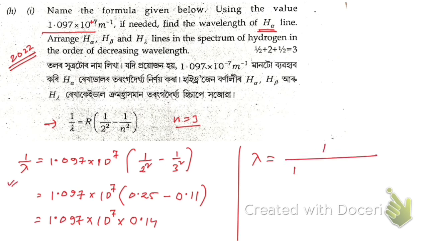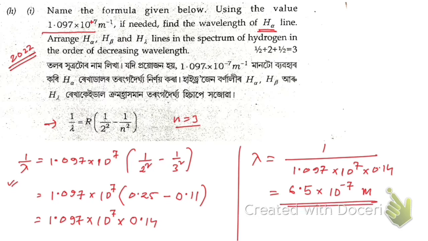So we need lambda, so that's going to be 1 by 1.097 into 10 to the power 7 into 0.14. Okay, so that's going to be approximately 6.5 into 10 to the power minus 7. That's what we will get, meter. Okay, so that is the wavelength of H alpha spectral line.